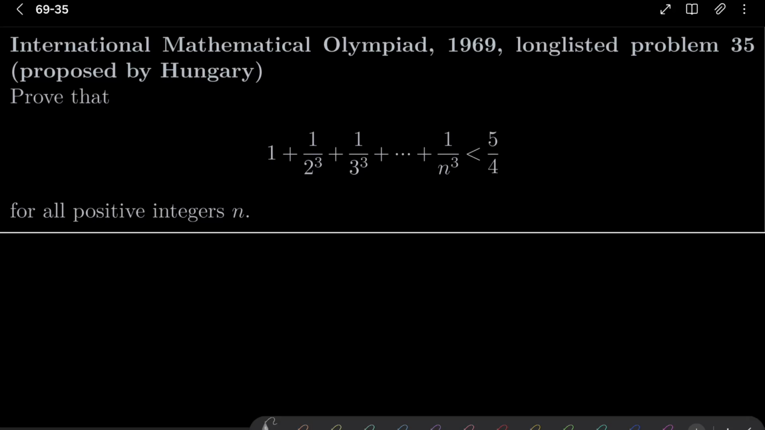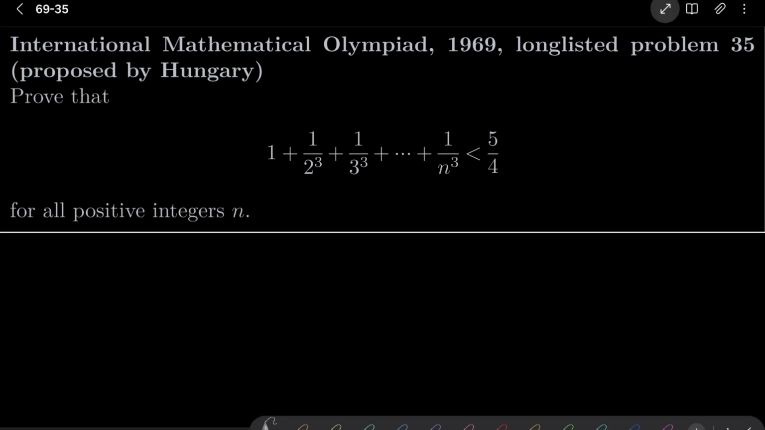Hello friends, in this video I'd like to solve the following problem from the International Mathematical Olympiad 1969, long-listed problem 35, proposed by Hungary. We wish to prove that 1 plus 1 over 2 cubed plus 1 over 3 cubed and so on up to 1 over n cubed is strictly less than 5 over 4 for all positive integers n. So it's an interesting problem.